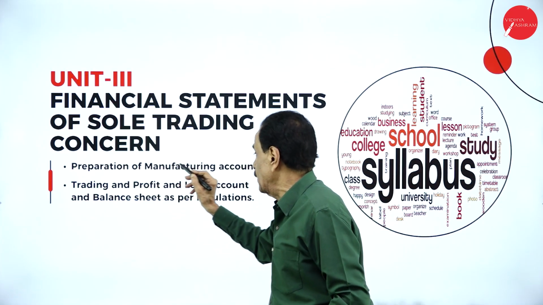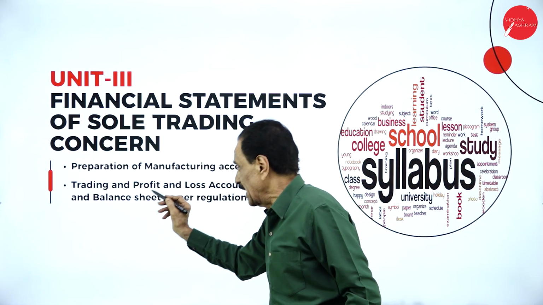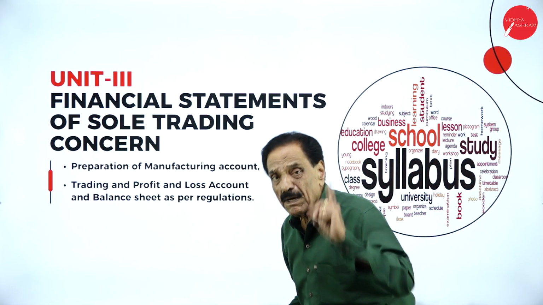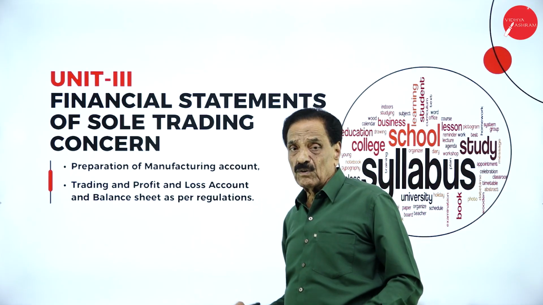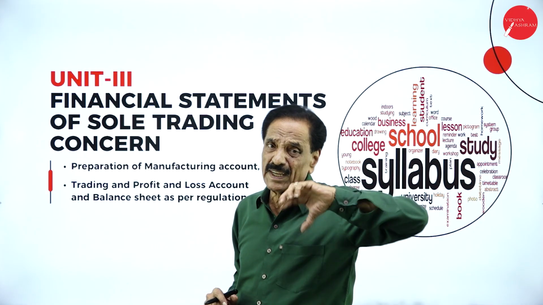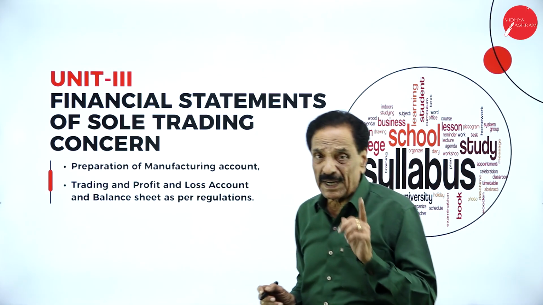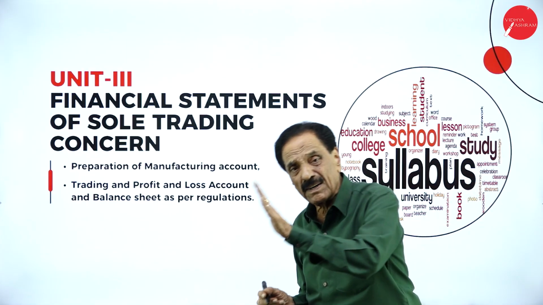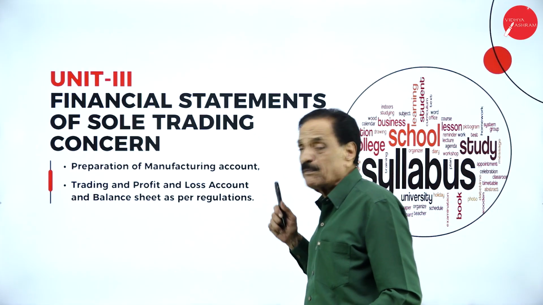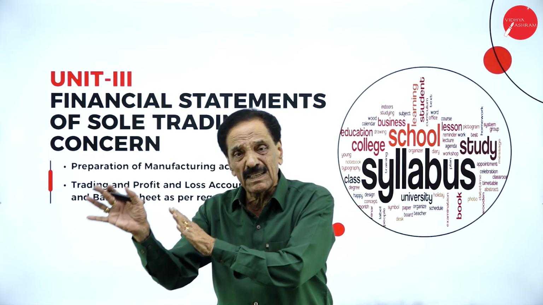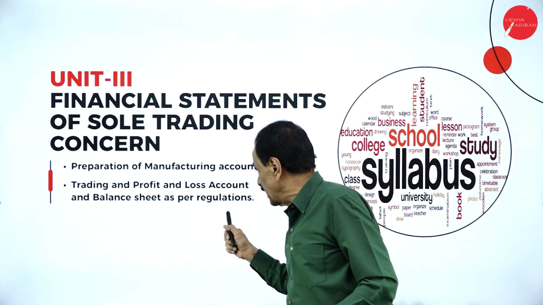Here, not only the trading account: you have the preparation of manufacturing account, trading account, and profit and loss account. When you prepare the manufacturing account, we can find out what the production is, how much has been produced. When you prepare the trading account, it gives the result of gross profit or gross loss. Then you prepare the profit and loss account, which gives the result of net profit or net loss. Then we prepare the balance sheet.